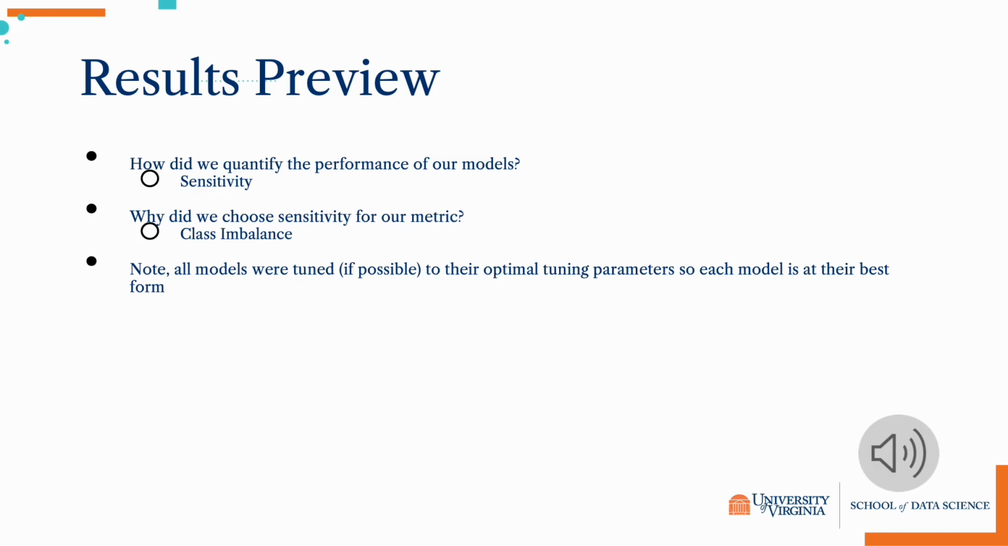We mentioned earlier that we wanted to maximize our true positive rates due to the nature of the data. Remember, we're looking to find survivors of the earthquake who resided in blue tarps, so it's important that our models have high true positive rates so that we don't misclassify blue tarps in the given photos. Also, all models are tuned, if possible, to their optimal tuning parameters, ensuring that each model performed at its best for this dataset.